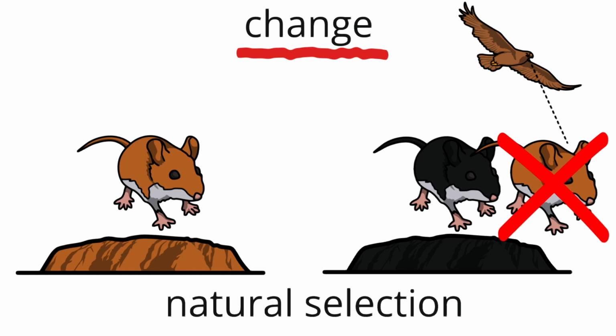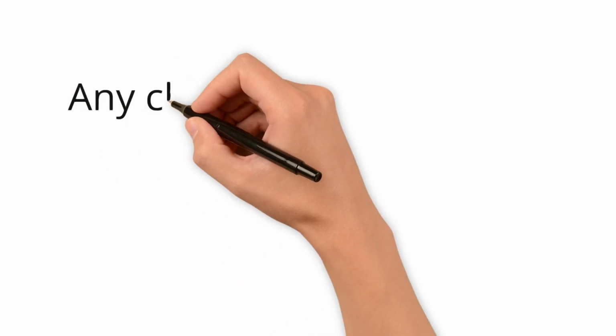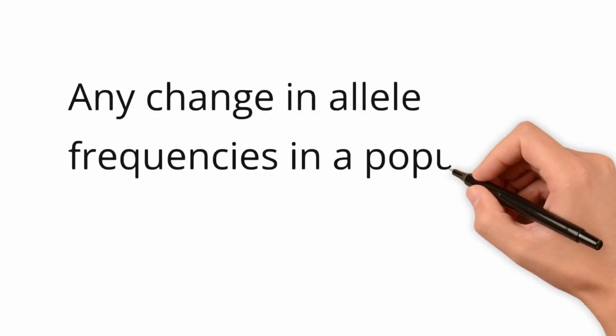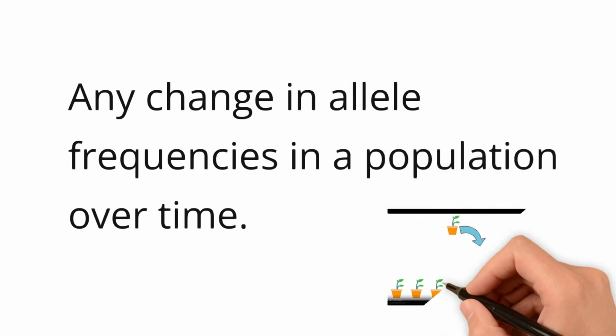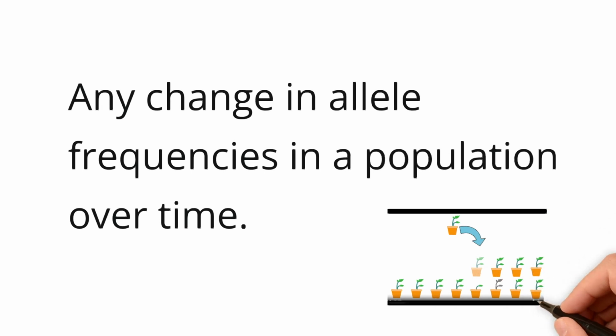So, to recap, evolution is simply defined as any change in allele frequencies in a population over time. To understand more about the mechanisms besides natural selection that drive allele frequency change, see our video titled, How Does Evolution Work? Under the Share tool.